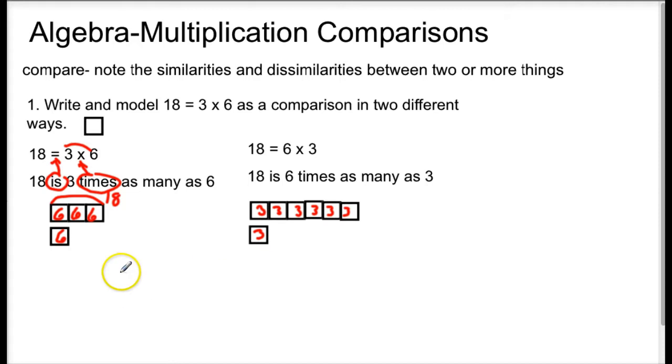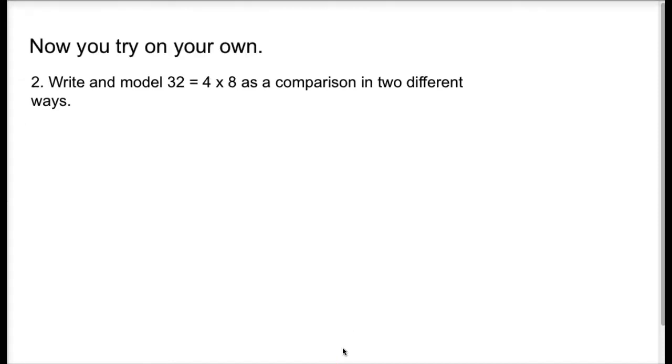Now we're going to try that again. In your journal, I want you to try this problem on your own. Number 2, write and model 32 equals 4 times 8 as a comparison in 2 different ways. Make sure that you reference any of the examples that are already in your journal. Try really hard to work on showing both comparison problems as well as your statement. So go ahead and pause the video now and work on these.